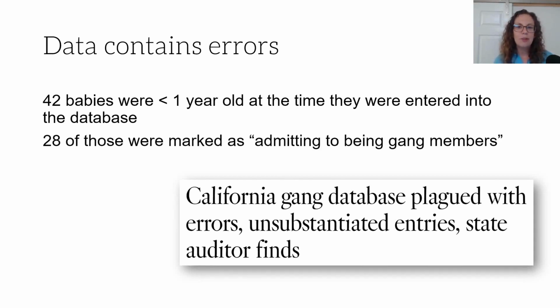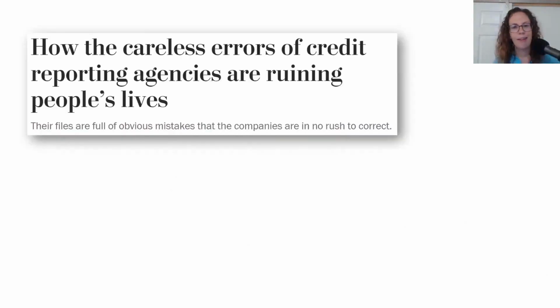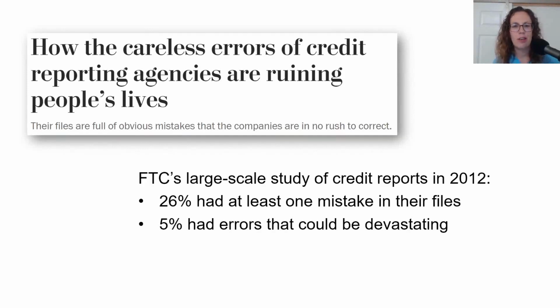And 28 of those babies were marked as having admitted to being gang members. Keep in mind that this is just a really obvious example of the error, but how many other totally wrong entries are there? Another example of data containing errors involves the 3 credit bureaus in the United States. The FTC's large-scale study of credit reports found that 26% had at least one mistake in their files, and 5% had errors that could be devastating.